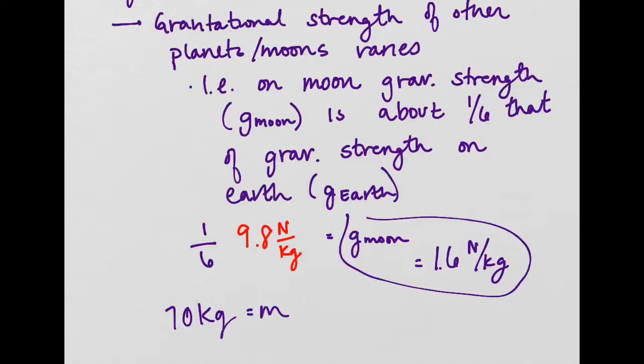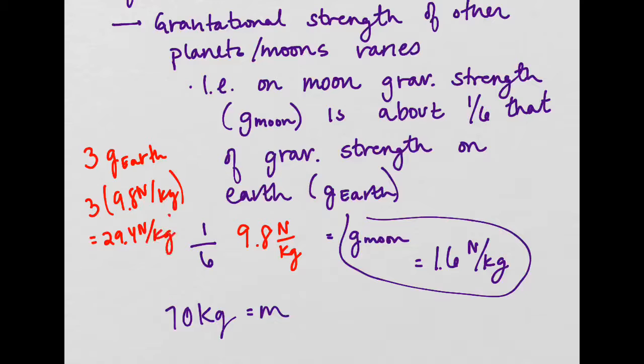I'll say that Mars's or Saturn's gravitational strength is 3 times as strong as that of Earth. So if something is 3 times as strong as g Earth, and we know that g Earth is 9.8 newtons per kilogram, then we know this is about 30. I'm not going to calculate it. All right, so it would be 29.4 newtons per kilogram. Okay, so you're going to need to understand how to do that.